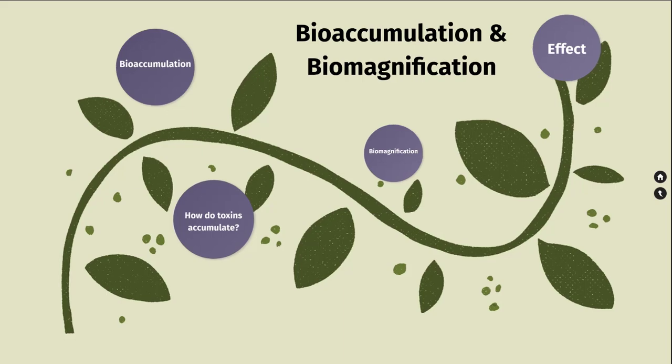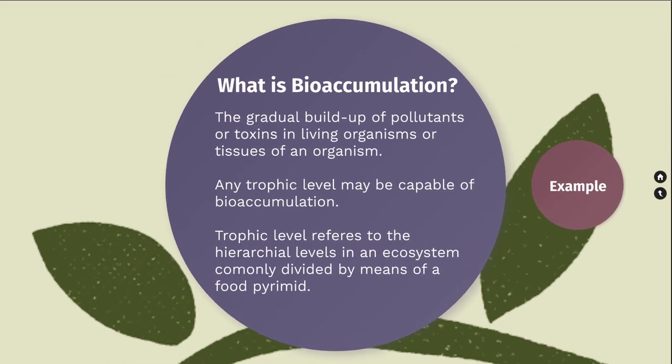Bioaccumulation and biomagnification. What are they? Bioaccumulation is the buildup of pollutants over time. So this could be pollutants or toxins that are in a living organism or in the tissues of an organism. This can happen to animals at any trophic level, and they can accumulate different toxins or pollutants into their body.